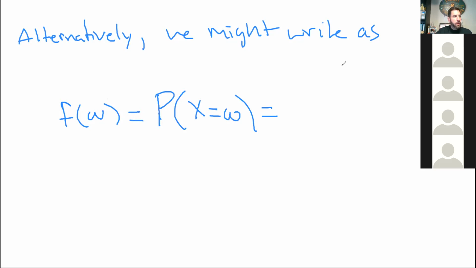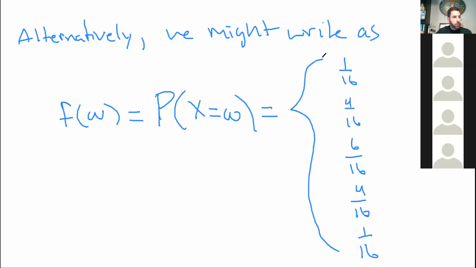So what are the outcomes? This could be equal to 1/16. It can be equal to 4/16. It can be equal to 6/16. It can be equal to 4/16 or 1/16. So we write this using what you guys would have called a piecewise function. And when is it equal to this? It's equal to this if w equals 0, w equals 1, w equals 2, w equals 3, w equals 4.